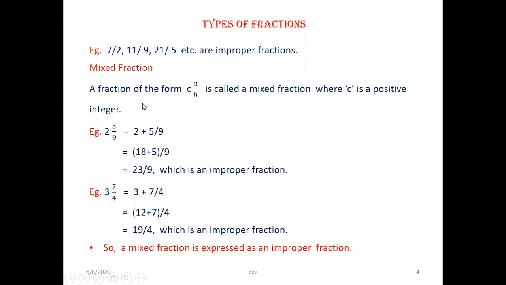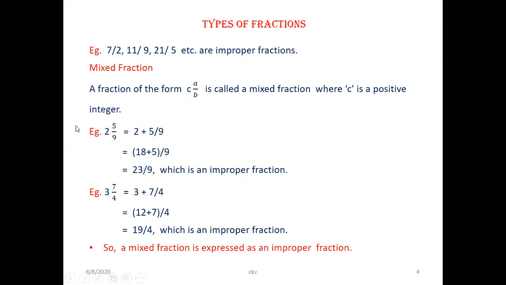Now let us come to mixed fractions. See, if you see a fraction of this form, c a by b, you should read it as c into a by b. This type of fraction is called a mixed fraction. Remember, c is a positive integer. You have seen integers in the previous unit. Any fraction of this form c a by b is called a mixed fraction.